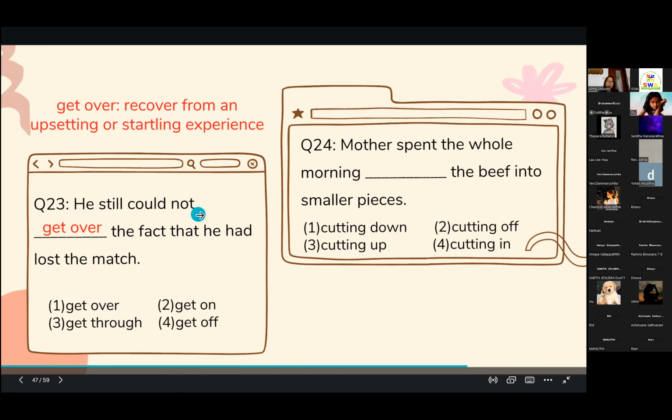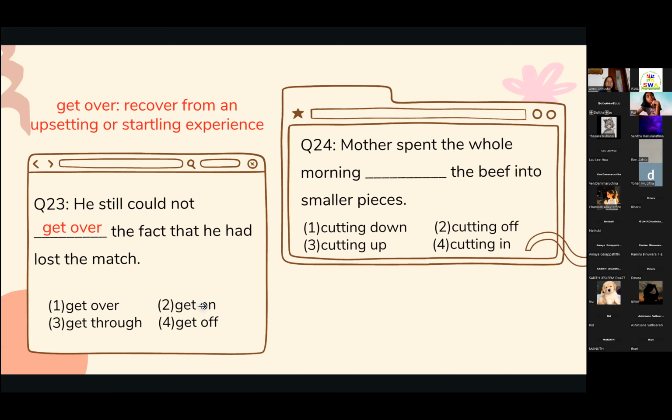So get over means to recover from an upsetting or a startling experience. So this guy lost the match, and to him that was very upsetting. That's why he cannot get over it. Then just now in the video, I think the example they use is the boy who lost his dog. So he couldn't get over the loss of his dog because that was upsetting to him. So yeah, that's the meaning of get over. And question number 24. Mother spent the whole morning blank the beef into smaller pieces.